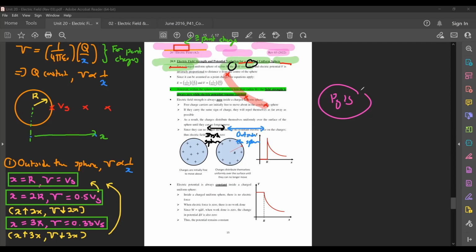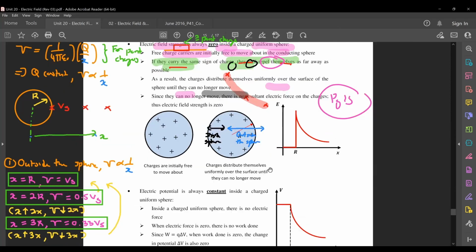Last week, I explained to you why it is that for a charged uniform sphere, the electric field strength inside the charged uniform sphere will be 0. That one I explained to you already. Now, there is another thing that you also will need to know. That one being that when you're talking about inside a sphere, the electric potential would always be constant. Okay, so the reason for that is because of something like this.